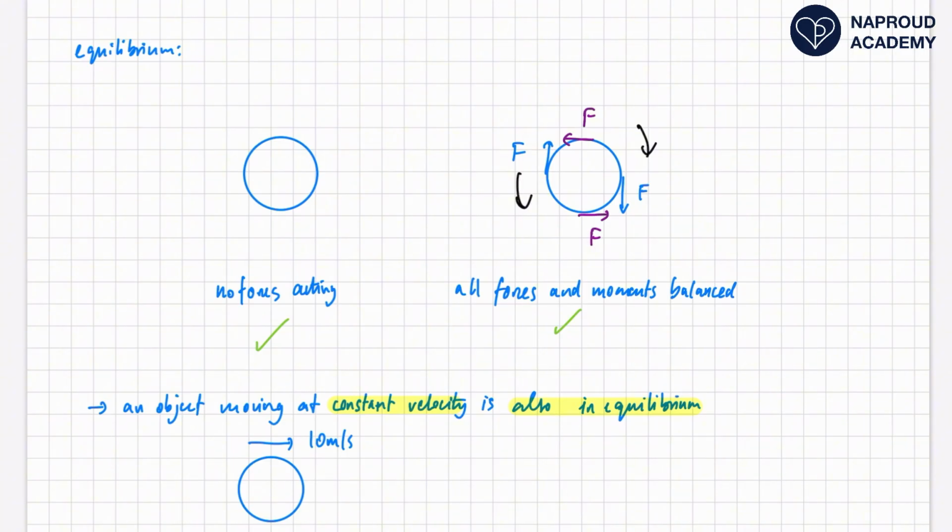A side note: if an object is moving at constant velocity, it will also be in equilibrium, even though it is moving, which is something that people might misunderstand, because there is no resultant force or resultant moment acting on it. If it's still, however, and in equilibrium, this is sometimes referred to as a static equilibrium. So this is when an object is not moving.